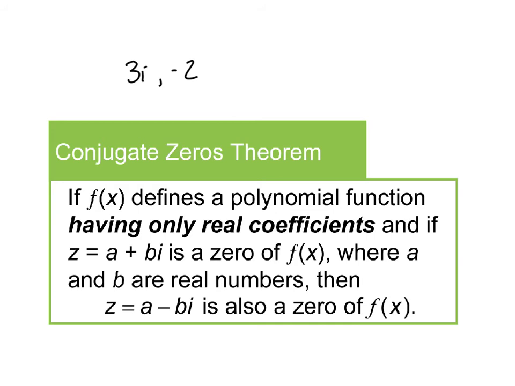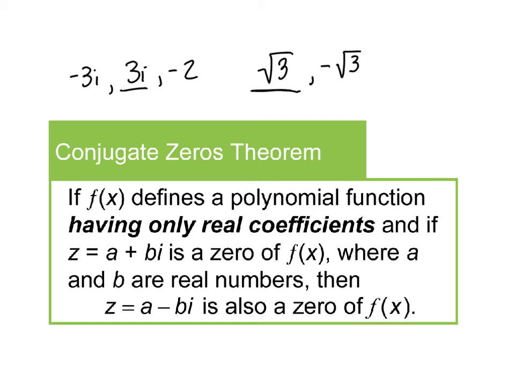If we are given a complex zero, like 3i, or even something like the square root of 3, the conjugates of these are going to be the opposites, like the negatives of these. So the other zero for this example right here that I have is going to be negative 3i. And if you were given the square root of 3 as a zero, then the conjugate, the other zero of your function, is going to be negative square root of 3.